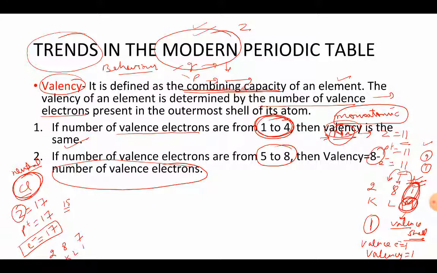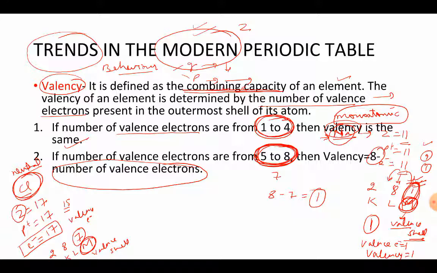The configuration goes like K, L, M, and M is the outermost shell. The outermost shell is called the valence shell, and the electrons present in the valence shell are called the valence electrons. Now we see that the number of valence electrons is from 5 to 8, that is 7 in this case. Now we'll apply the formula 8 minus the number of valence electrons, and how much is it? 1. So the valency is coming out to be 1 again.